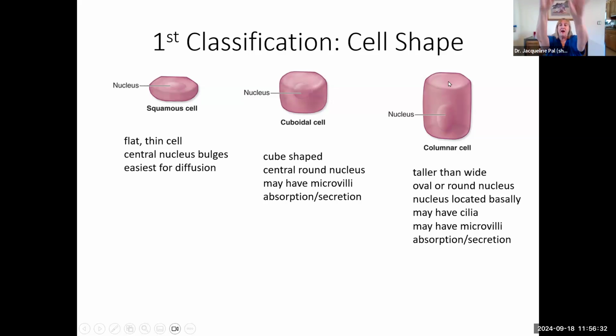These cells can have the cilia. Do you remember what cilia do? That's right, create external currents so that stuff can move along. So we can have columnar cells in our respiratory tract to move stuff along. But columnar cells could also have microvilli for absorbing or secreting, or they might not have either of those. All right, so that's the first classification, looking at the cell shape.